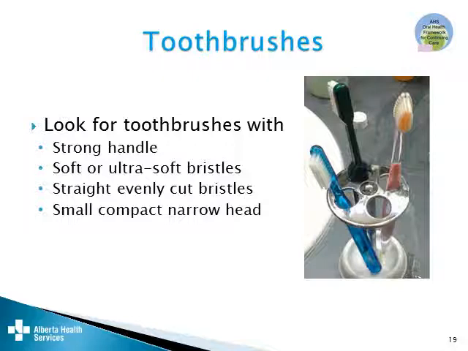The ultra-soft brush can clean the tissues of the mouth of residents who have no teeth under their dentures. The compact narrow head may be easier to insert into the mouth and may be more effective at reaching difficult spaces.